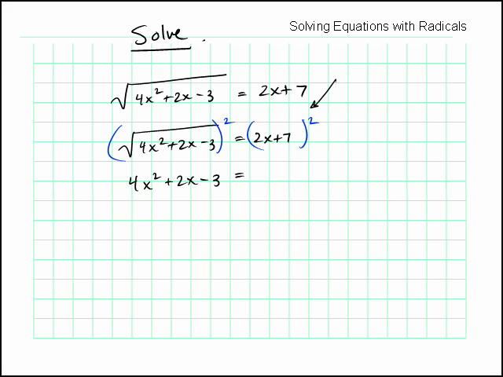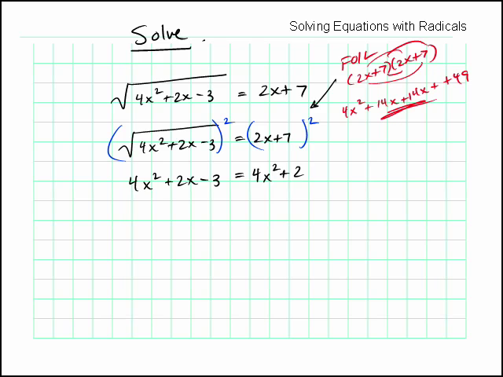On the right side, we've got to FOIL that out. 2x plus 7 times 2x plus 7. 4x squared plus 14x plus 14x plus 49. Add those like terms right there, and we have 4x squared plus 28x plus 49. Okay, I FOILed it out.